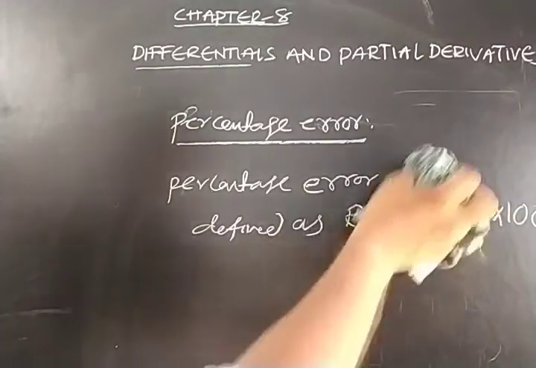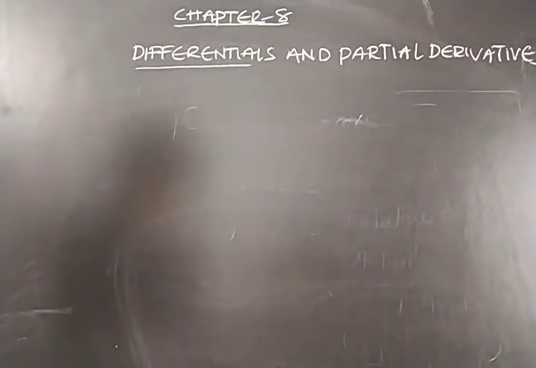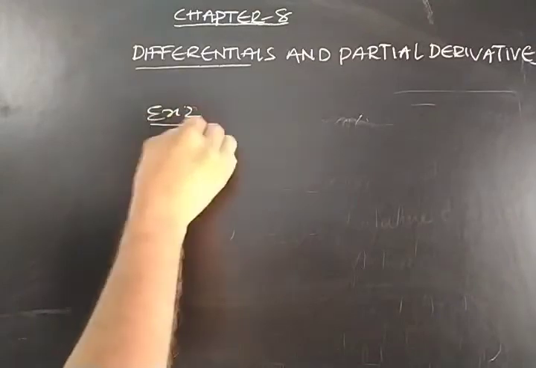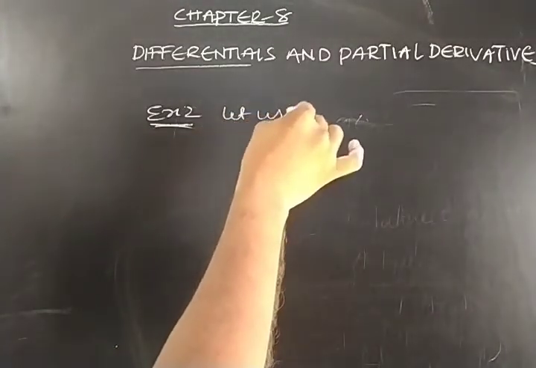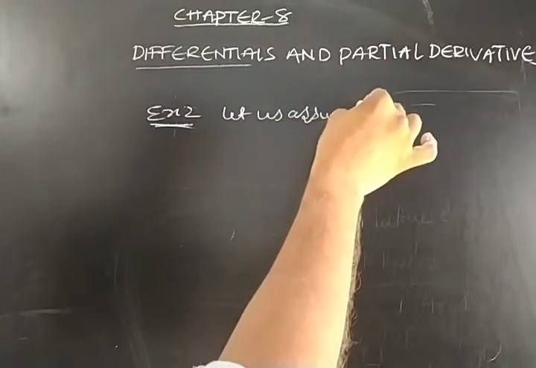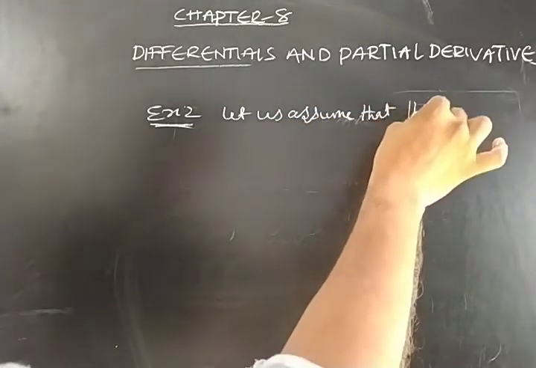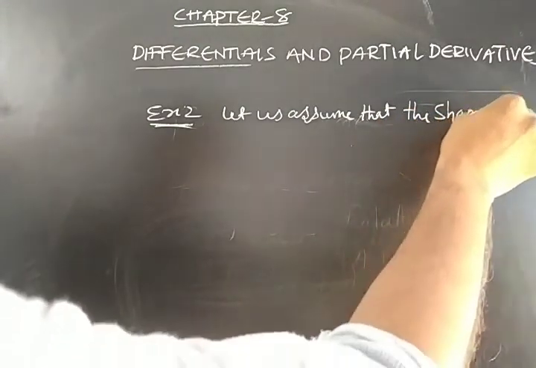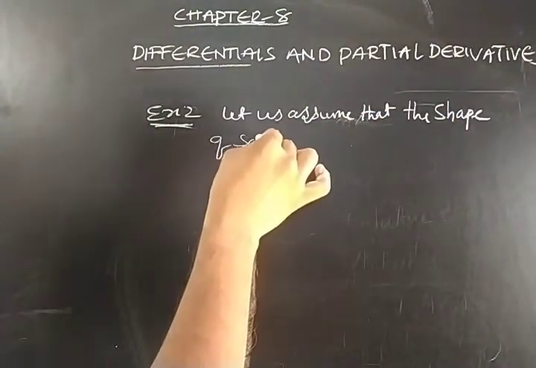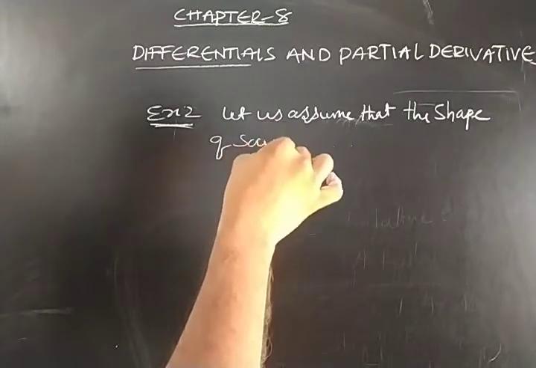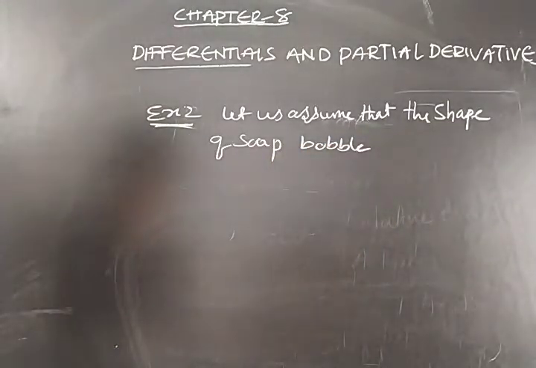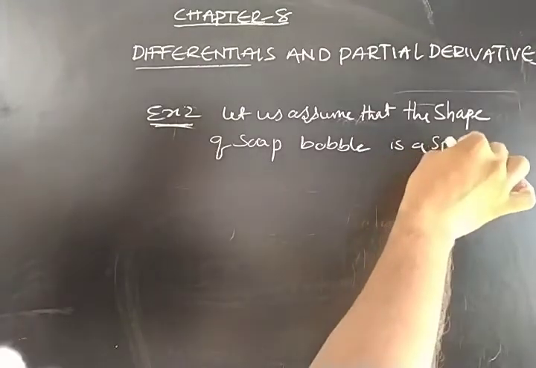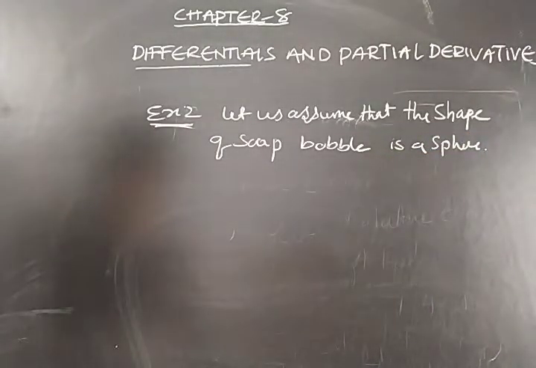Okay. Now let us do one more example problem. Example 2: Let us assume that the shape of a soap bubble is a sphere. Use linear approximation.